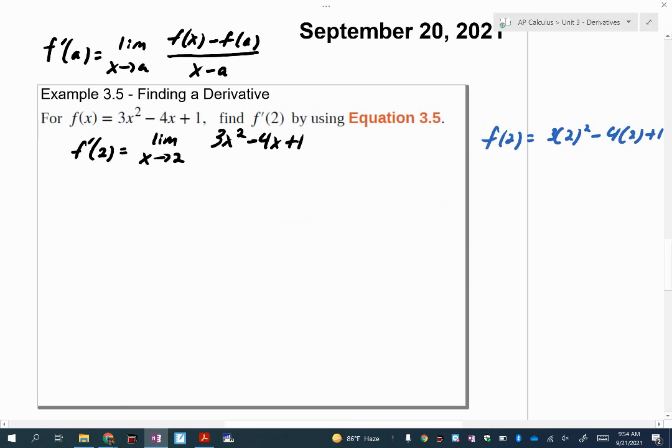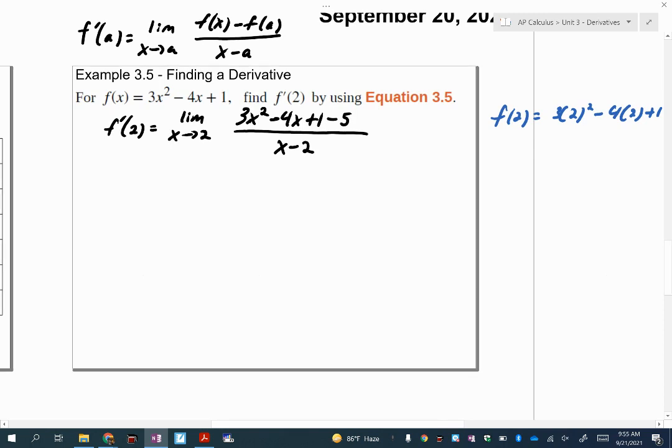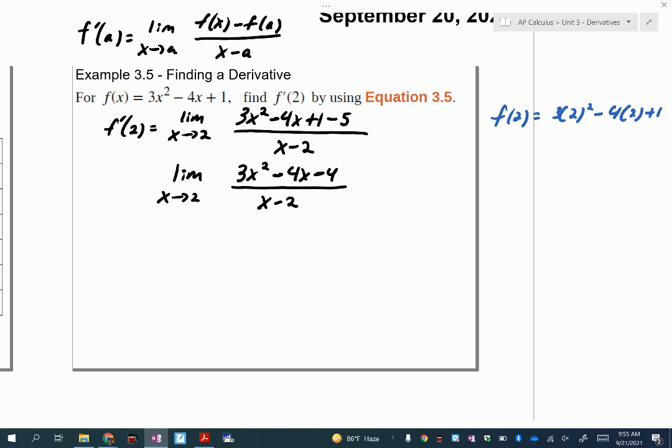So that's going to be minus 5 all over x minus 2. Okay? So I'm going to simplify the numerator. That's going to be 3x squared minus 4x, and then plus 1 minus 5 is minus 4. Now, you'll notice that if I try to evaluate this limit by plugging in that 2, which I'm always hopeful to do, it's not actually possible. It makes a 0 in the bottom.